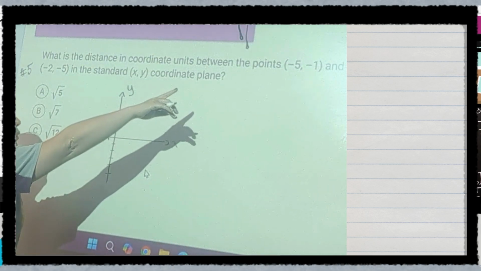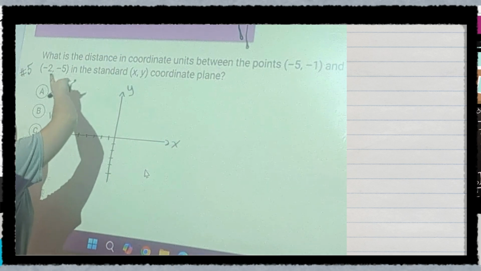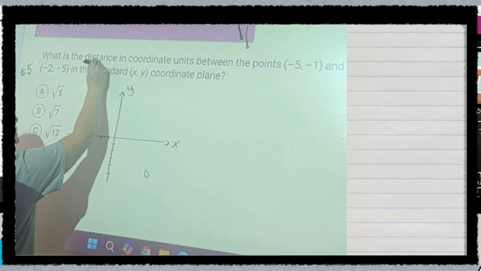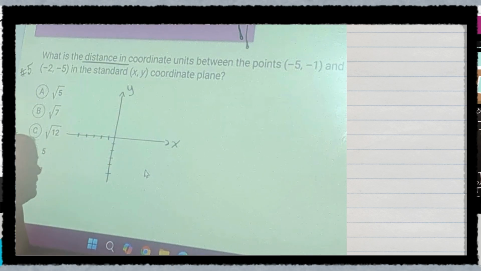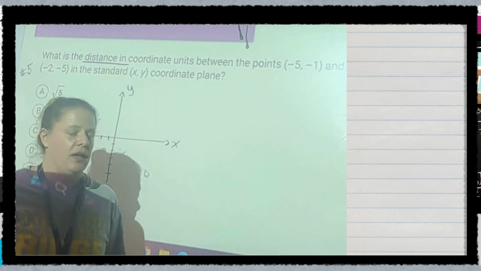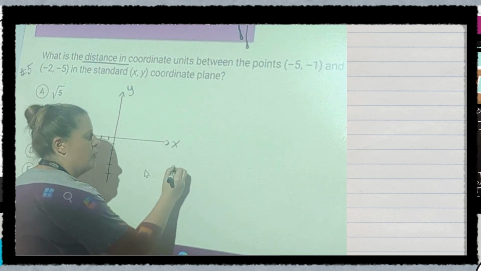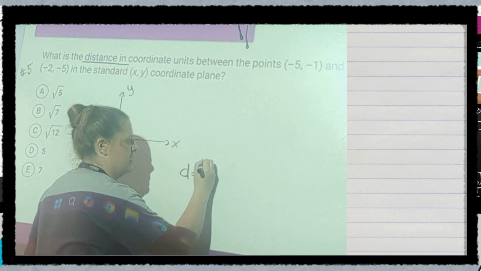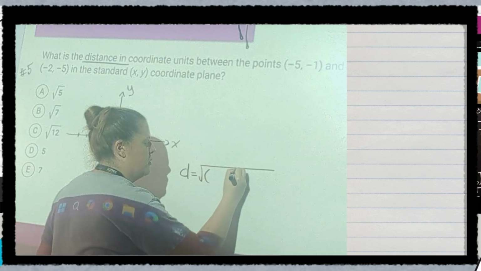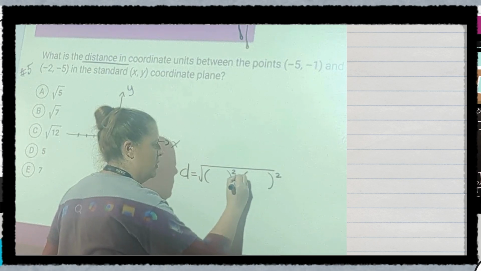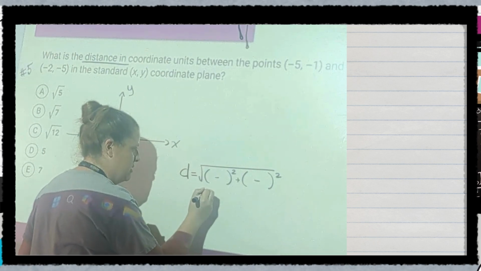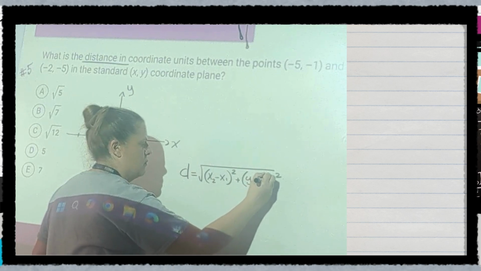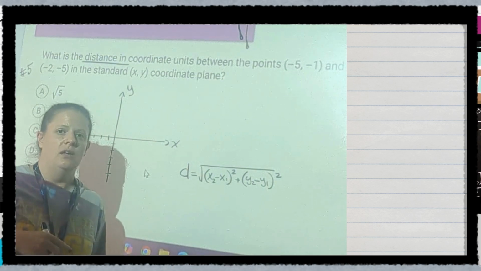So we are looking at points -5, -1, and -2, -5 in the standard coordinate plane. It wants to know the distance in coordinate units. Now, there is a distance formula. So first and foremost, if you are currently or have taken geometry before, this is the distance formula. If you are comfortable using the distance formula, by all means, use it. Okay? If you want to use it, use it.